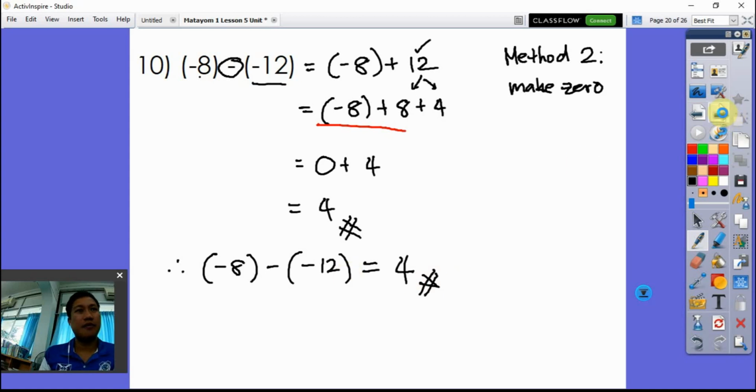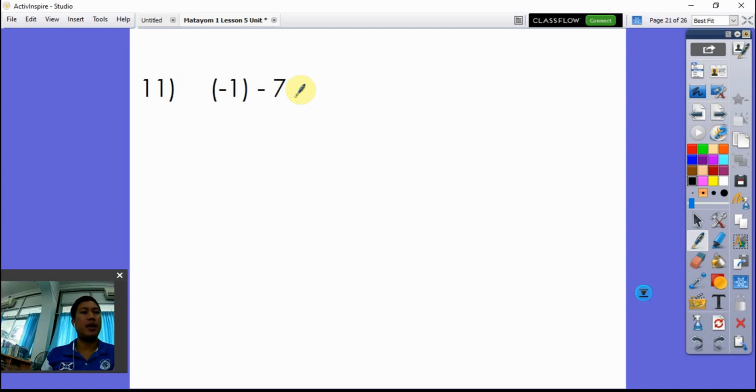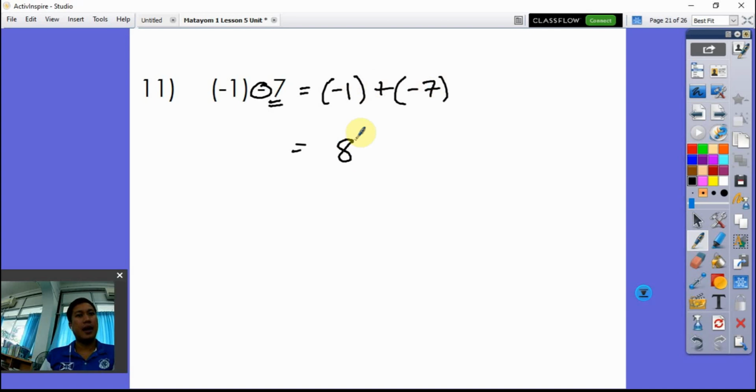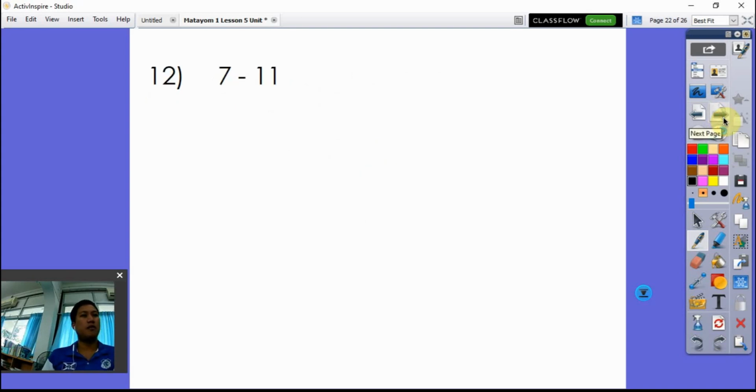Okay, so let's have 5 more questions. Alright, so we have -1 minus 7. Okay, now we write the first number, -1, change the sign of minus into plus, change +7 into -7. Okay, since both of them have the same signs, add normally. Negative and negative, just negative. Very easy.